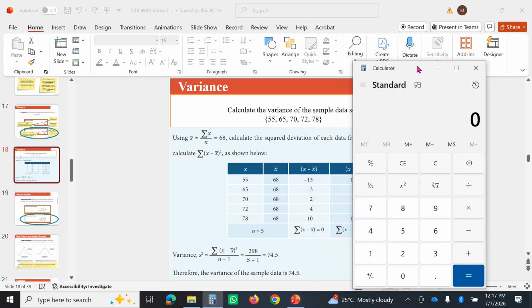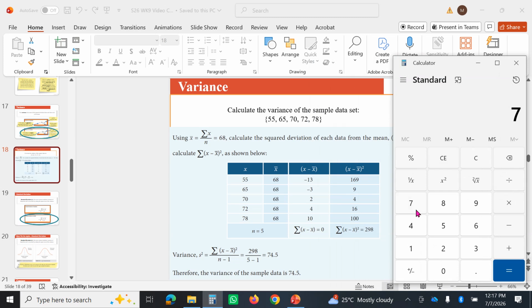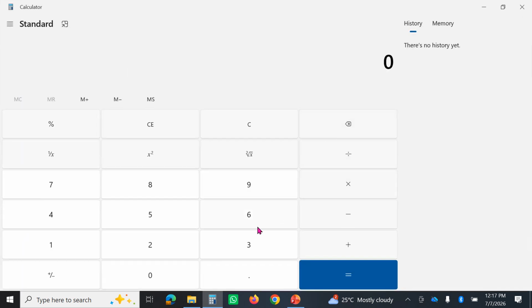So let's square root that. What was that? Where's my square root? There it is. What was that?